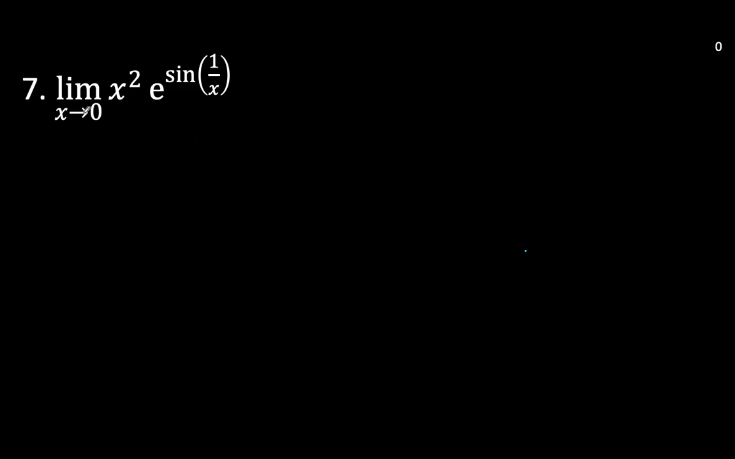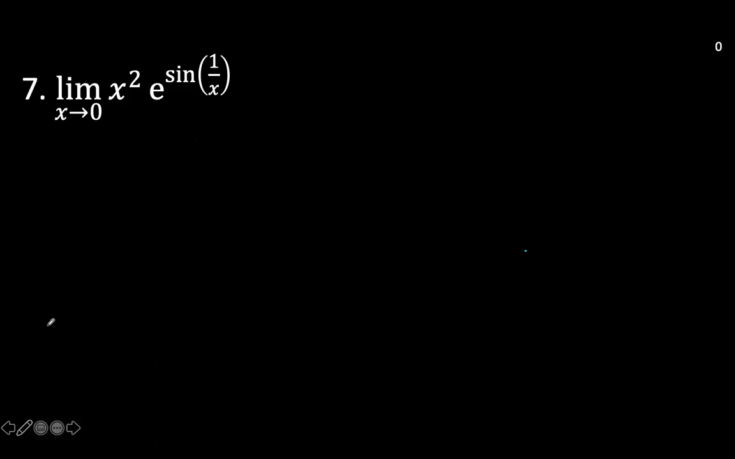The problem here is the limit of x squared times e raised to sine of 1 over x as x approaches 0. This problem is quite different from the rest because the function sine is expressed as an exponent. However, for us to use the Squeeze theorem, we will be doing the same thing. We're going to consider the sine of 1 over x.